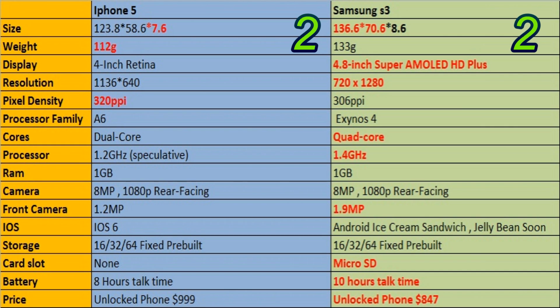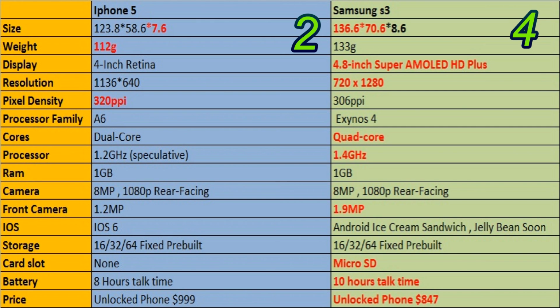Now let's move on to the display. We have the 4-inch Retina for the iPhone 5, while for the Samsung we have the 4.8-inch Super AMOLED HD Plus, so we do have a substantially bigger screen by 0.8 for the Samsung, and the resolution is obviously better for the Samsung, that being 720 by 1280.